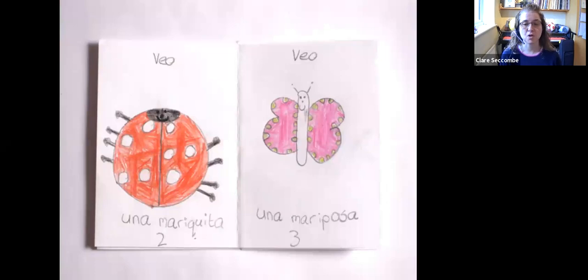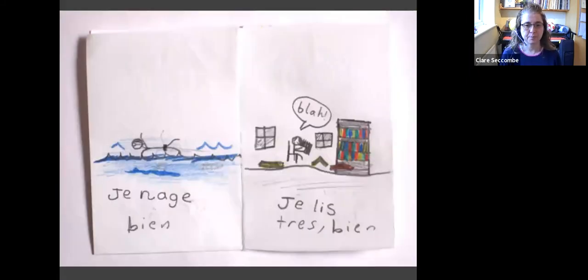This is the example of one year 3 girl, and she decided her book was going to be all about insects. So she says, I can see a ladybird and I can see a butterfly. And of course, she had to use the dictionary to find out if those words were masculine or feminine so that she could pick the right word for a or an.